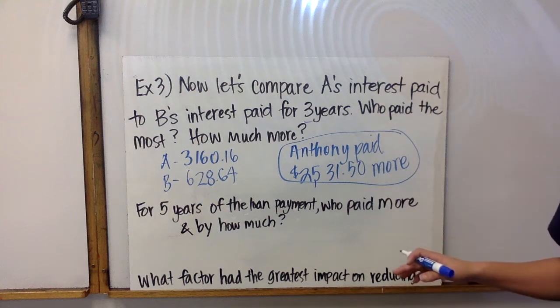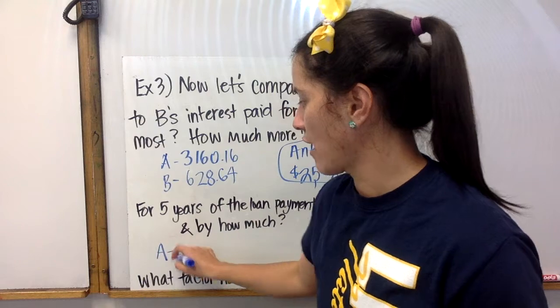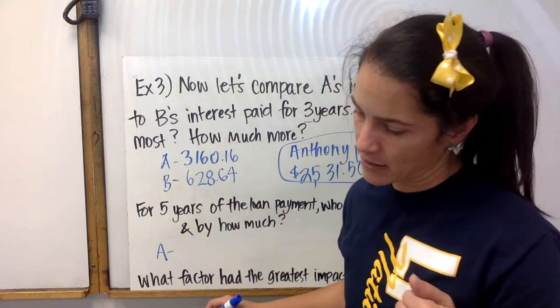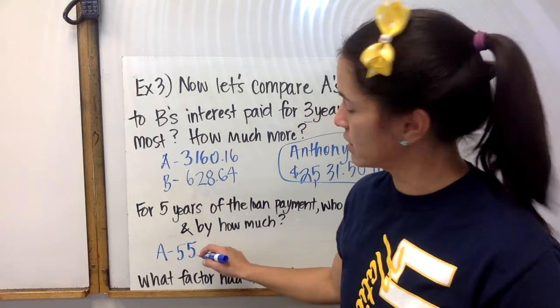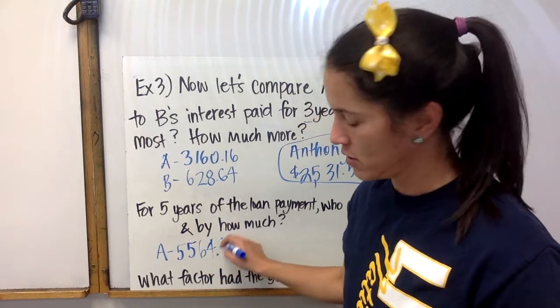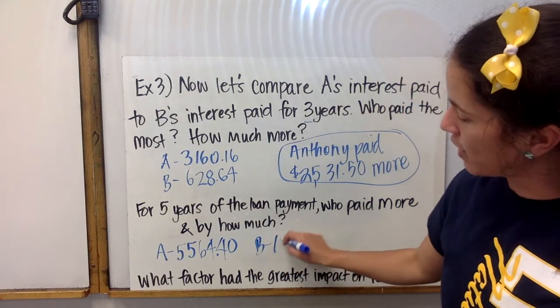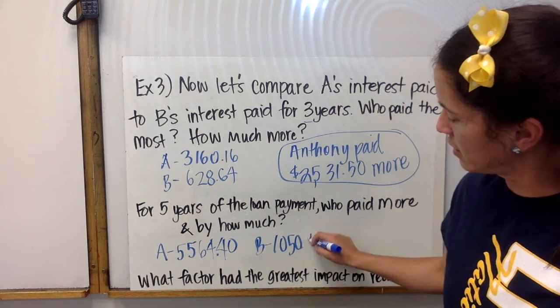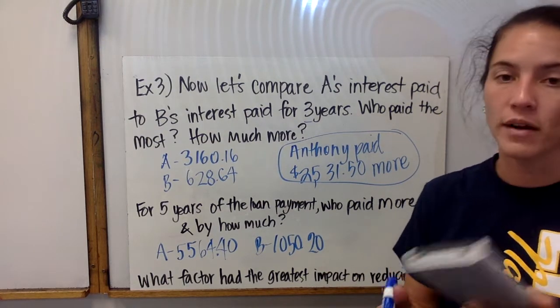For 5 years, who paid more and by how much? So let's look at Anthony at 5 years. I'm going back and looking at the slides. Anthony at 5 years was $5,564.40. Bree was $1,050.20. So who paid more? Anthony paid more. By how much? Again, we subtract.